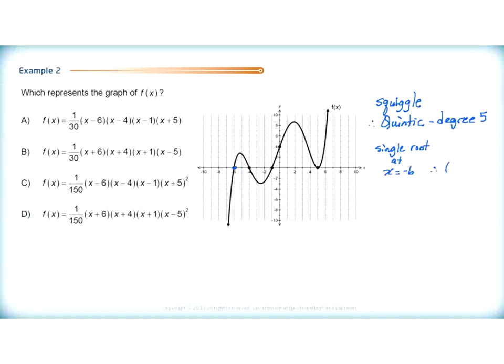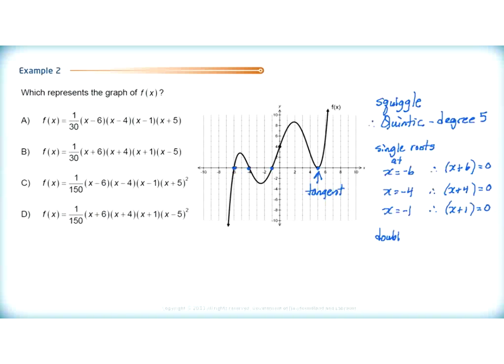Therefore, the factor will be x plus 6, and it will just have a multiplicity of 1. I also see a single root at x equals -4. Therefore, we will have x plus 4 as one of the factors of multiplicity 1. Another single root occurs at x equals -1, so the factor will be x plus 1 equal to 0.